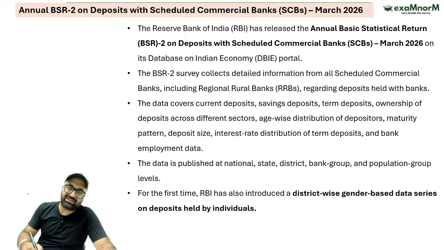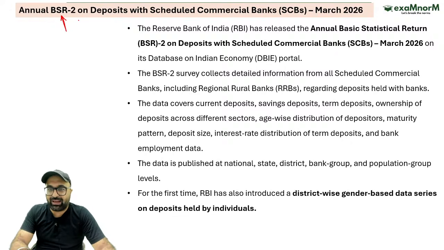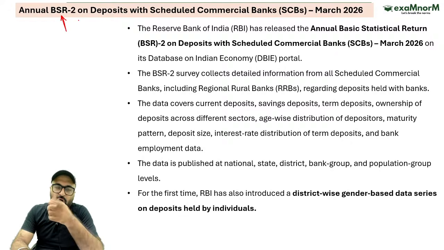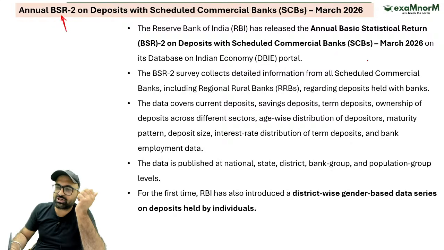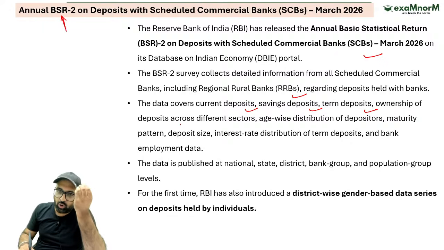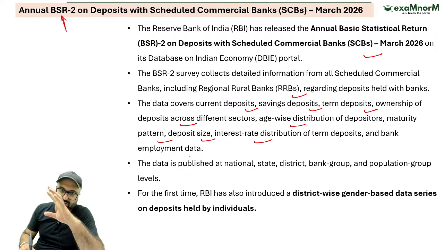अगली न्यूज है सर, that is again BSR 2। पहले हमने क्या पढ़ा? BSR 1, that was basic statistical return on credit. Now we are talking about basic statistical return on deposits, again with the scheduled commercial banks, including RRBs. It includes the data of current deposit, saving deposit, term deposit, ownership of the deposits, age-wise distribution, maturity pattern, deposit size, interest rate distribution and what not.